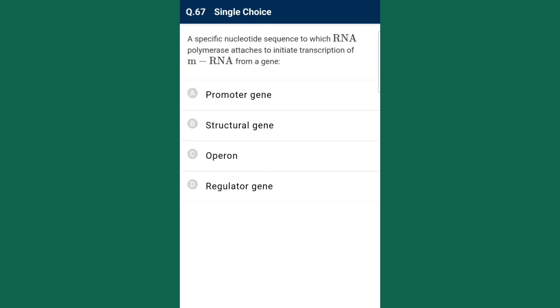Question number 67. A specific nucleotide sequence to which RNA polymerase attaches to initiate transcription of mRNA from a gene. Promoter is a sequence present at the 5 prime end of the sense strand which initiates transcription activity. So the answer is option A, promoter.